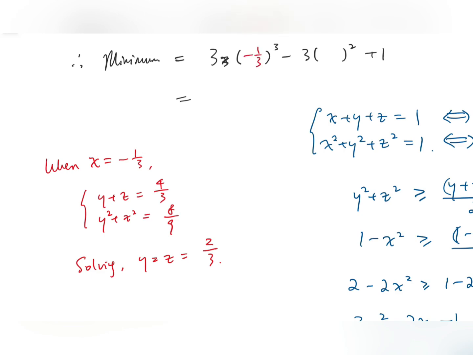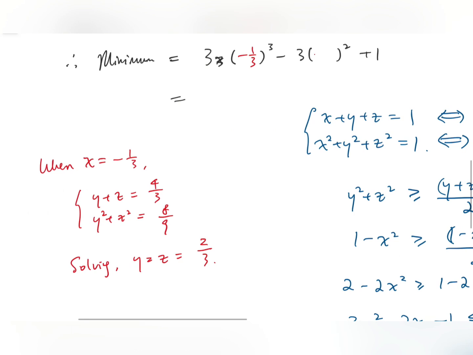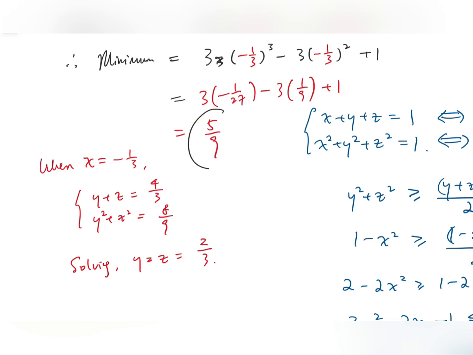Minus 1/3, minus 1/3, and so by simplifying you have 5/9. So this is our final answer.